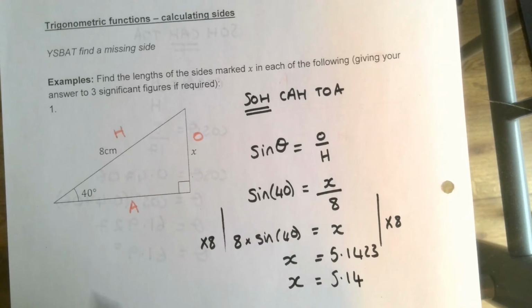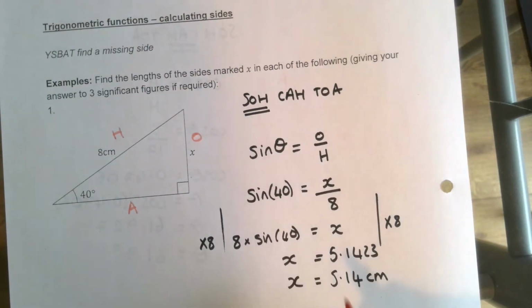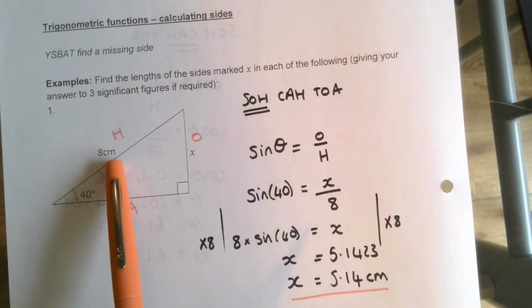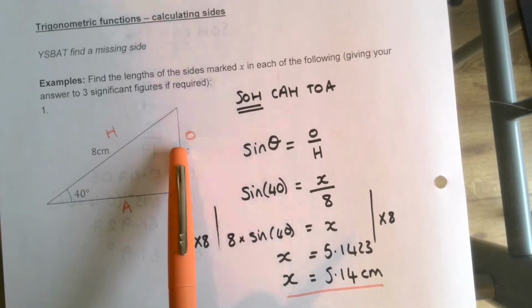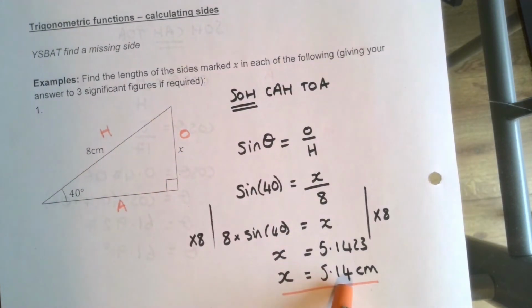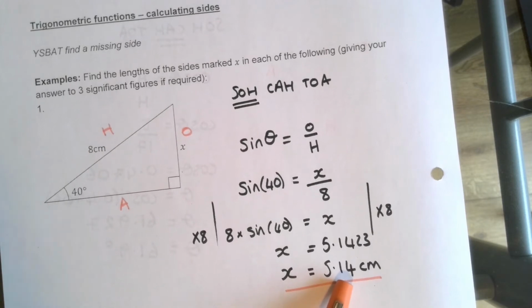Check my units, because this is in centimetres, this is going to be in centimetres. Also have a wee check and see, is your answer sensible? So that does make sense, because see the way that was 8 centimetres, and this is only an angle of 40. We're not going to have like 50 centimetres here or 100 centimetres or anything. 5.14 does seem a sensible answer. So we know we're on to something at least.